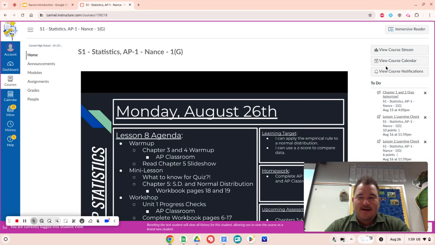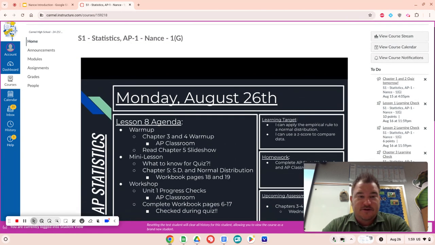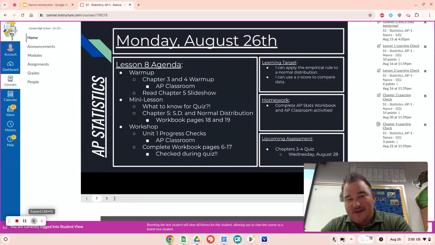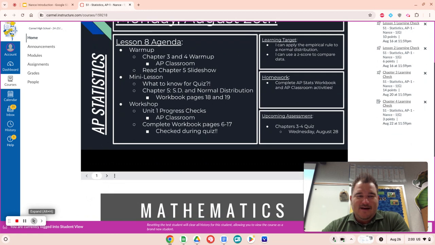Right away, I'm in student view. I want to make sure you see very clearly that the first thing that pops up on your student's Canvas page for math is the agenda from the day. If your student is ever absent, I always tell them the first thing they need to do is go to the Canvas page and look at what we did for the day. This was our rundown of how the lesson went. We had a warm-up activity, and then a mini lesson over standard deviation and normal distribution on the 26th of August. Then we had workshop time, where students were working and I was circulating, helping them out.